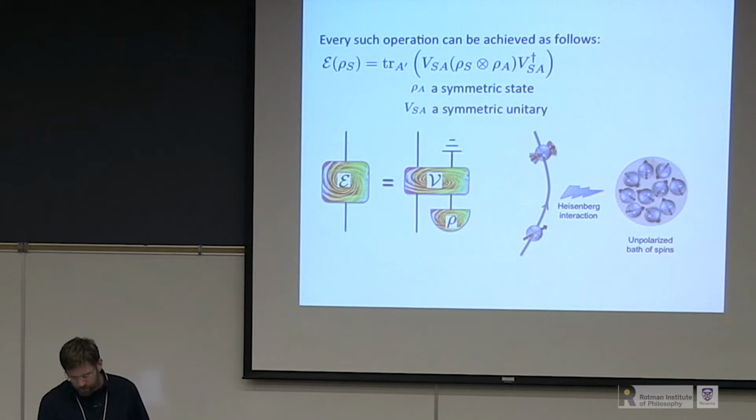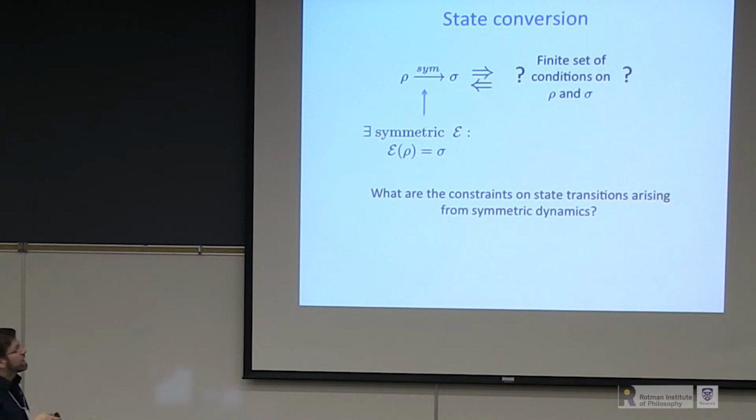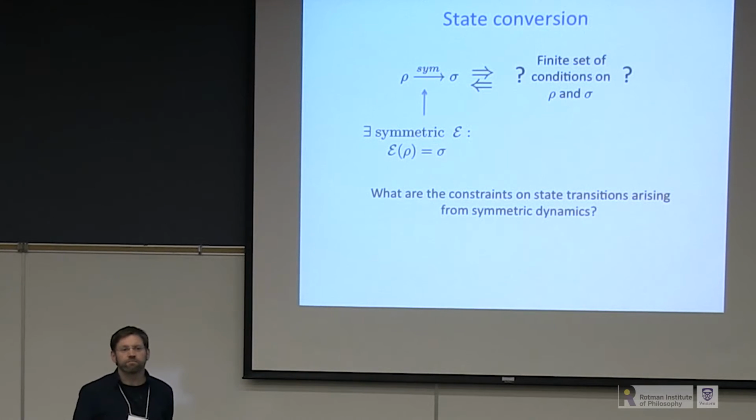Okay, good. So now let's ask the main question of any resource theory, which is, what can we say about state conversions? You know, when can I take some state rho that breaks the symmetry to some other state sigma that breaks the symmetry using only symmetric operations? So I'm really asking whether there exists some map which has the symmetry property such that when I act on rho, I get sigma. And ideally, I'd really like some finite set of conditions on rho and sigma such that I can just answer this for any pair you give me. And so what we're looking for are constraints on state transitions that arise from symmetric dynamics.